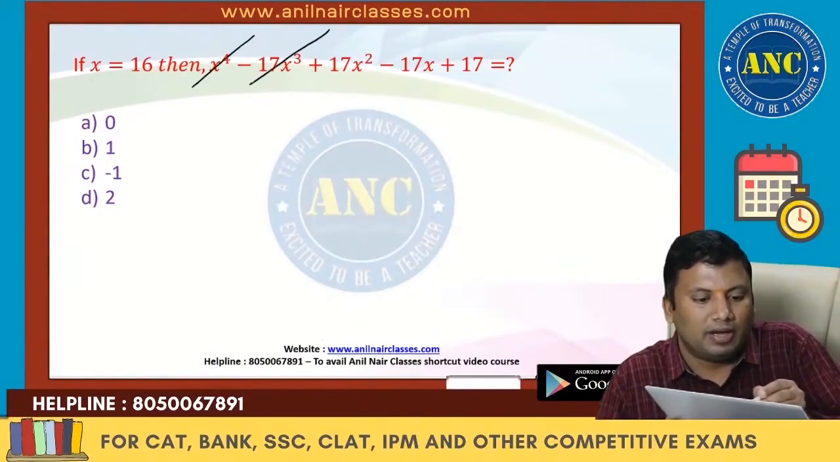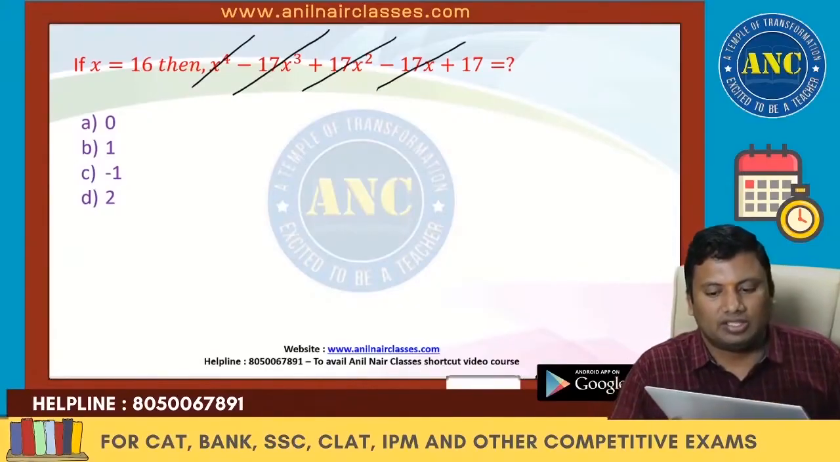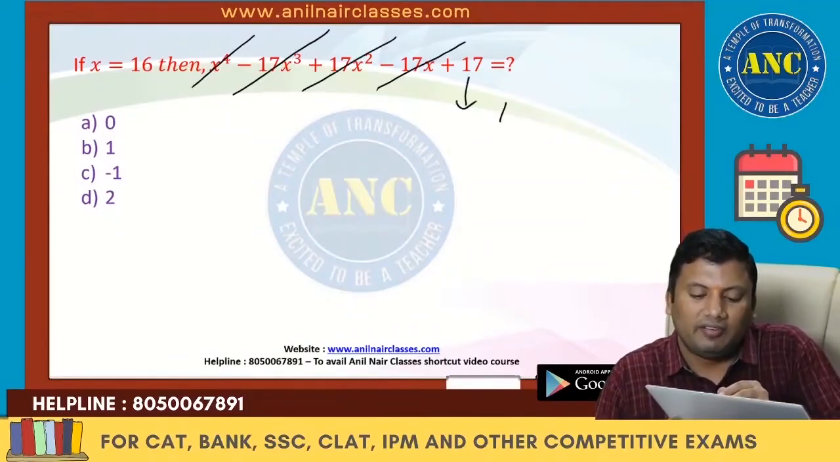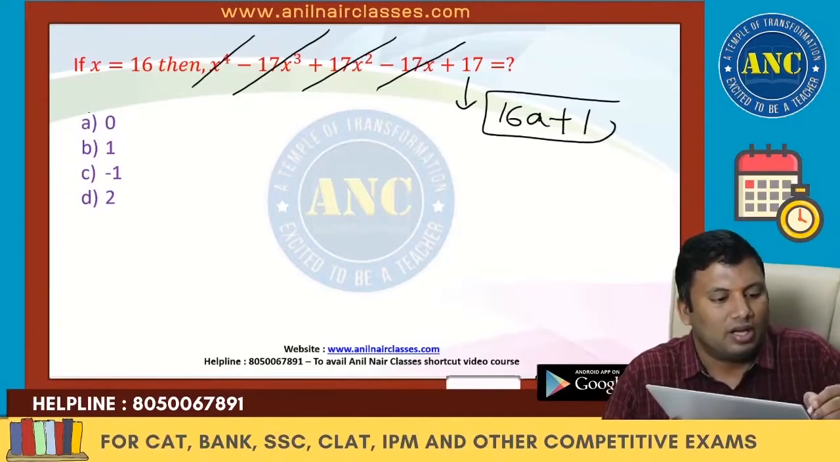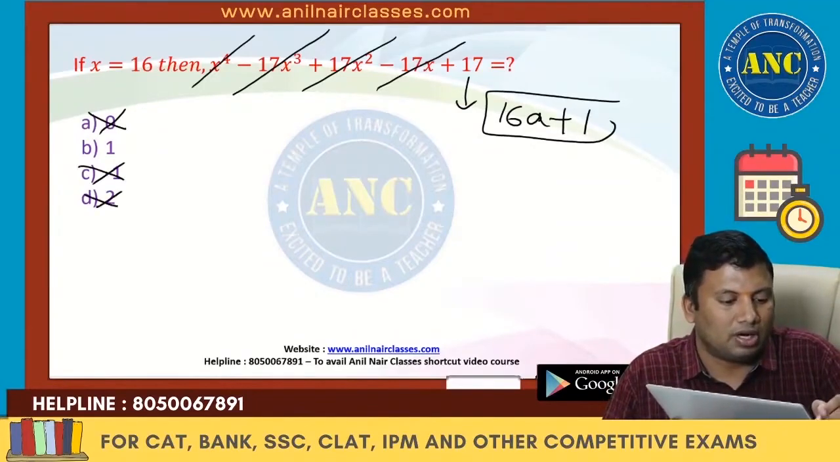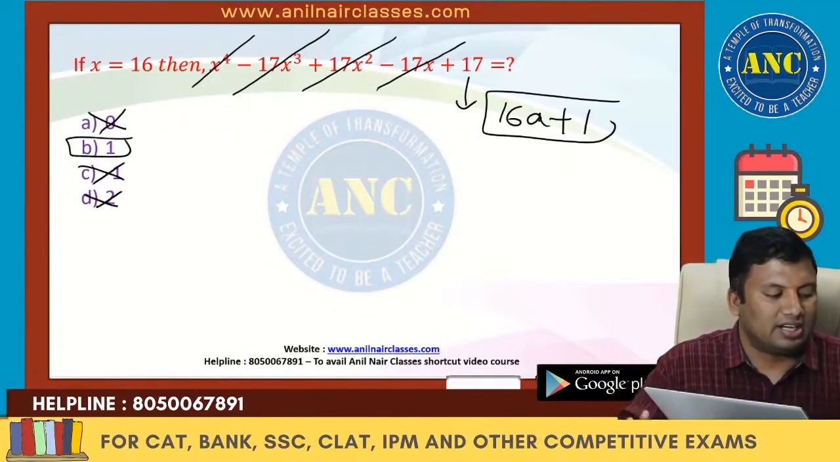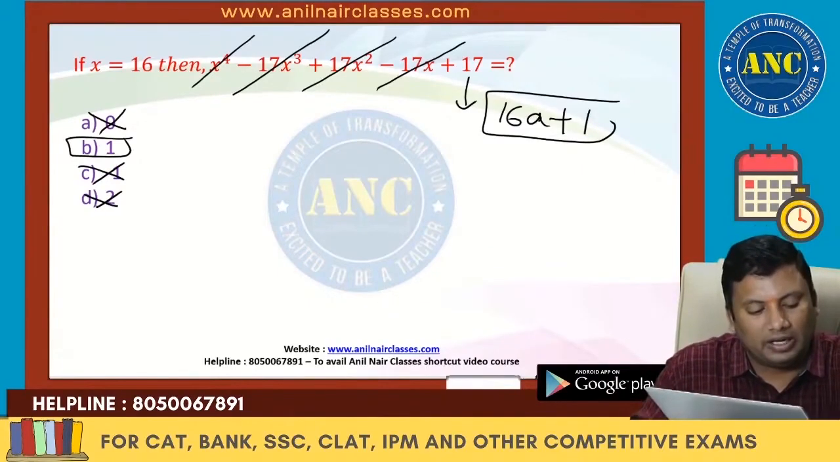These are divisible by 16. All are divisible by 16. 17 when divided by 16 gives remainder 1. So 16a plus 1. Not possible, not possible, not possible. The possible answer is nothing but 1. I hope it is clear.